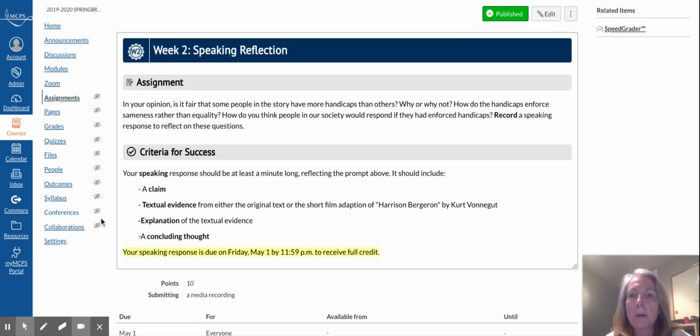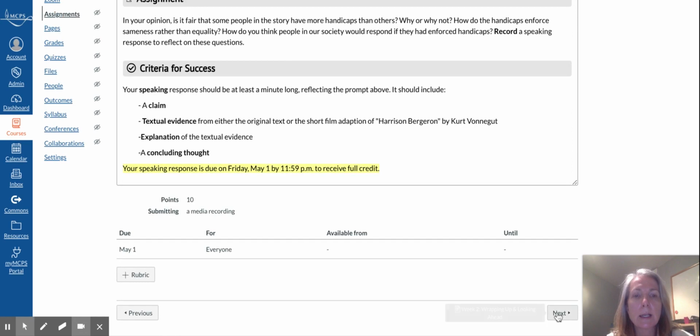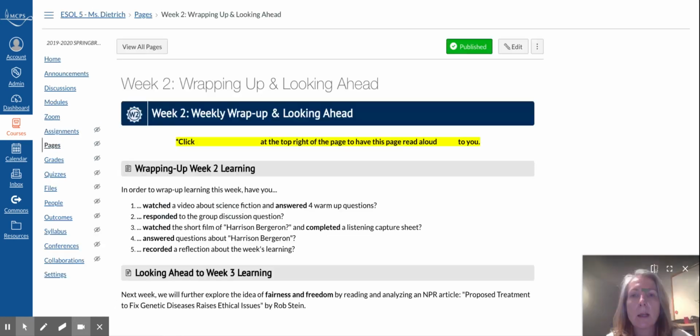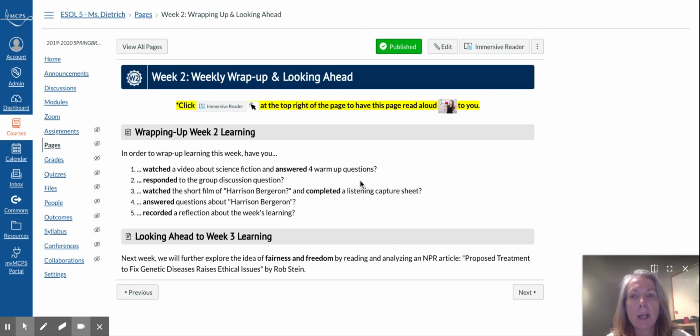Okay. Then the last thing is not any work, but a wrap up and looking ahead. So this slide is the very last thing, and it goes through, did you do all the things you needed to do? It's a little checklist and lets you know what we're going to be doing in the week ahead. Next week, we're going to be further exploring the idea of fairness and freedom by reading and analyzing an article called Proposed Treatment to Fix Genetic Diseases Raises Ethical Issues. So sounds pretty exciting. Okay, so that is it for the week.